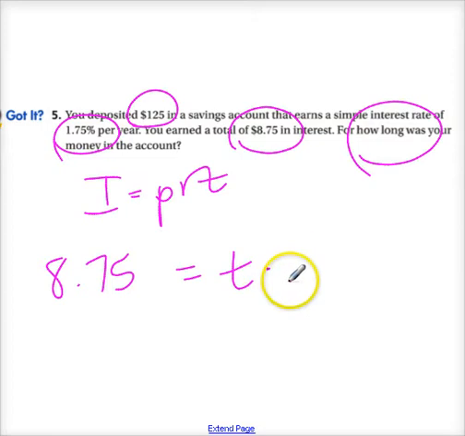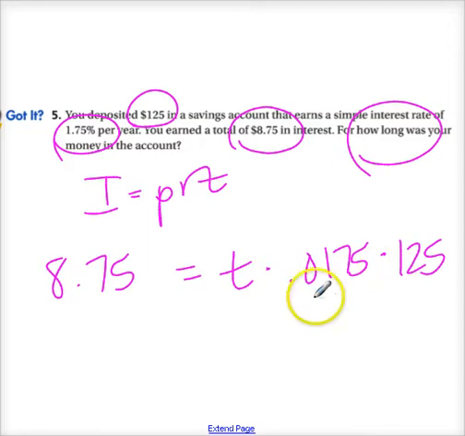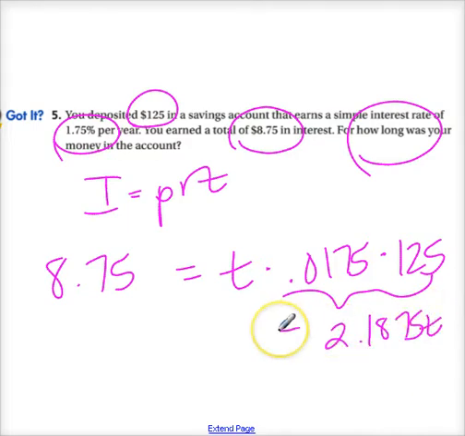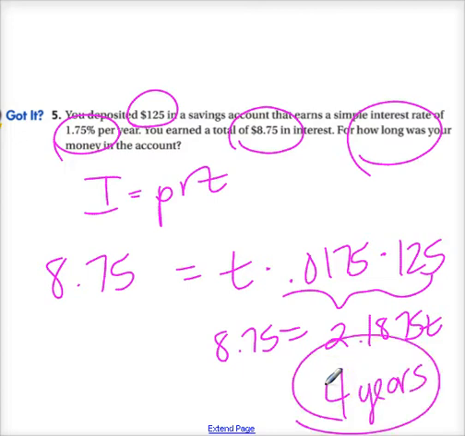I have my rate, 0.0175, and my principal is 125. So I'm going to multiply these numbers, 0.0175 times 125. I get 2.1875 T. So it's like solving an equation, and I'm going to divide 8.75 divided by 2.1875, and I get 4 years.